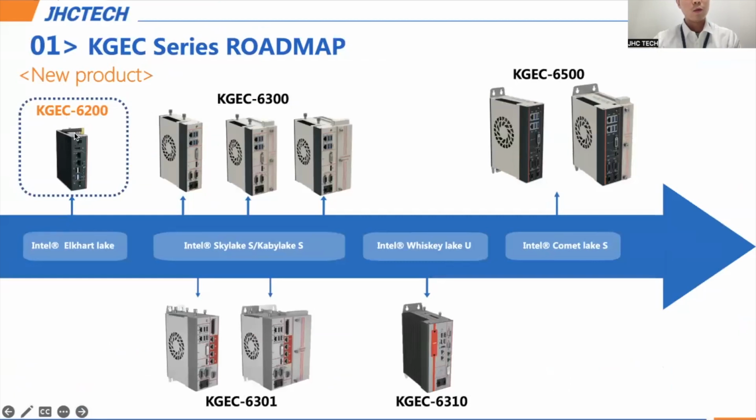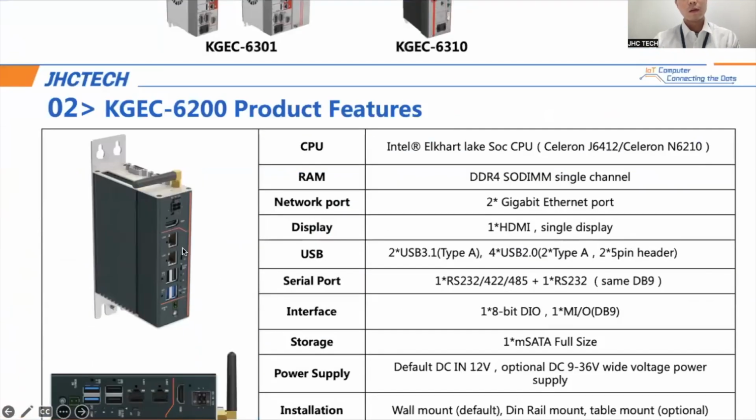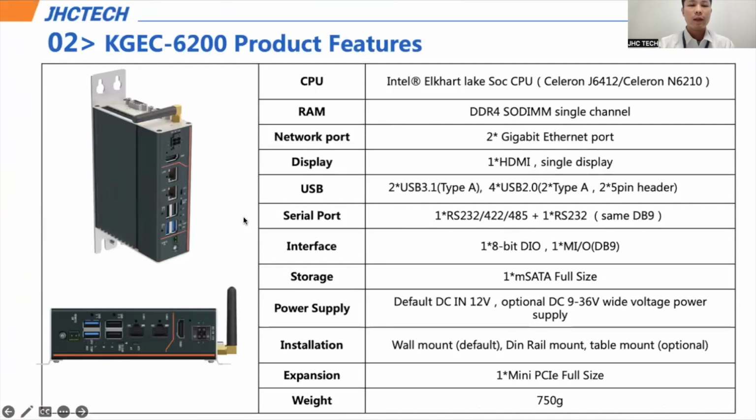Here is a new product. The processor is Elkhart Lake. Here is a list of the product features. First is the CPU. It's the Elkhart Lake SoC CPU with Celeron J6412 or Celeron N6210.